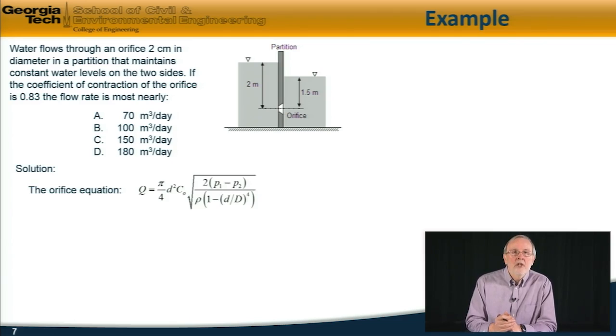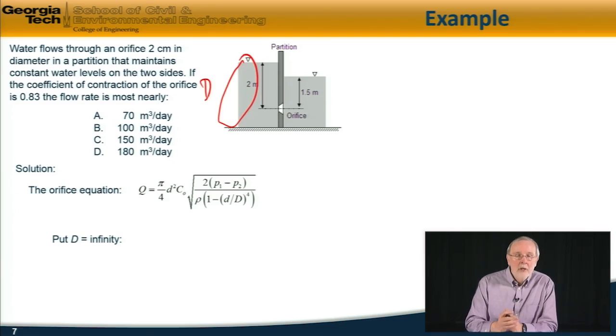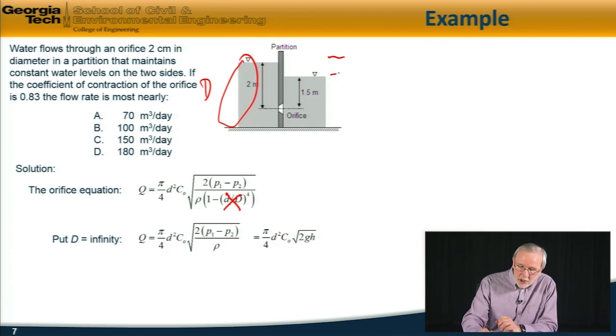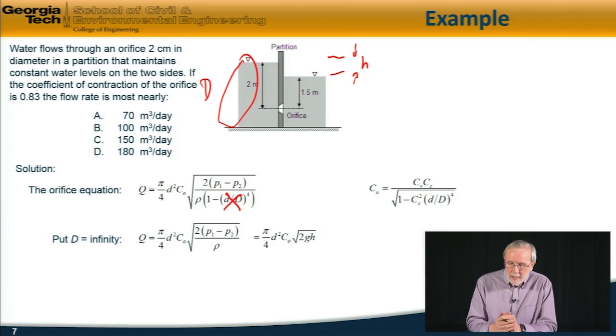We start with our basic orifice equation again, and in this case, the upstream diameter, say the diameter at this point, we can put equal to infinity, or a very large number, in which case this term, 1 minus (d over D) to the fourth, drops out. So the equation then is given here, substituting for the pressure difference the height difference, where h is the height difference between the two water levels here, and using our equation for the orifice coefficient, CV times Cc, etc., if D is very large, this term drops out, so it's essentially equal to the velocity coefficient times the contraction coefficient, or 0.98 times 0.83, which is 0.81.